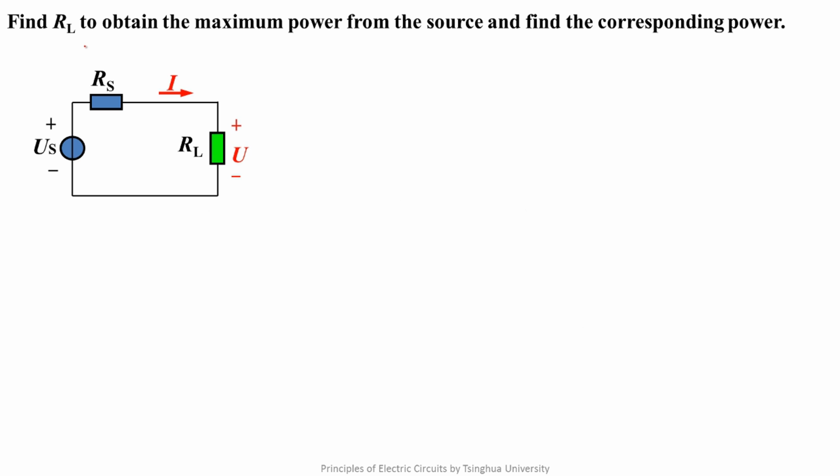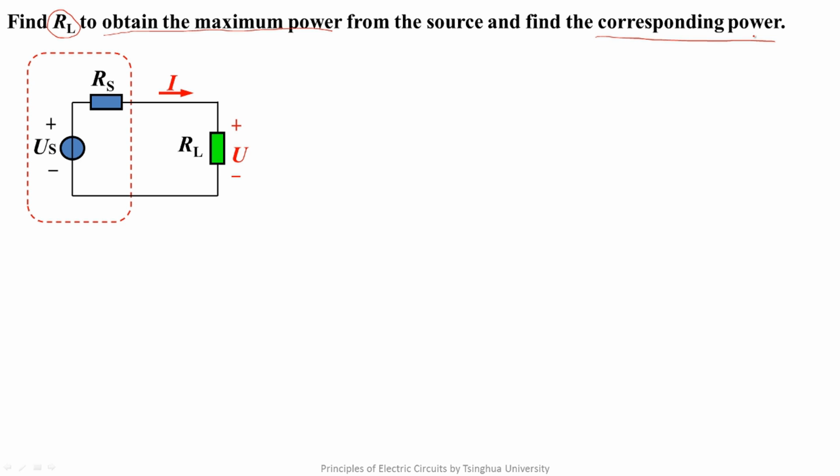First of all, let's discuss the maximum power transfer. What is a maximum power transfer? For the circuit shown in this figure, the dotted box indicates the model of the voltage source. The green resistor is a load. The problem is that we want to find a certain resistance of the load to obtain the maximum power from the source and find the corresponding power.